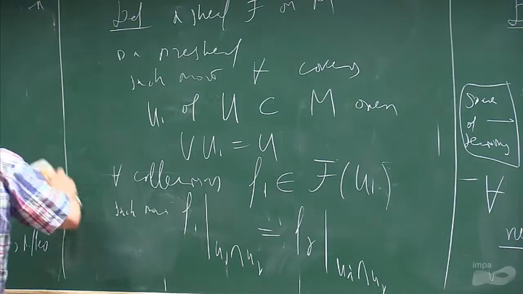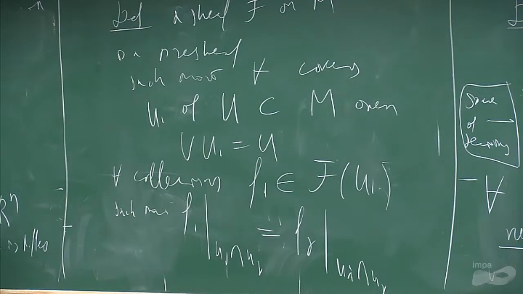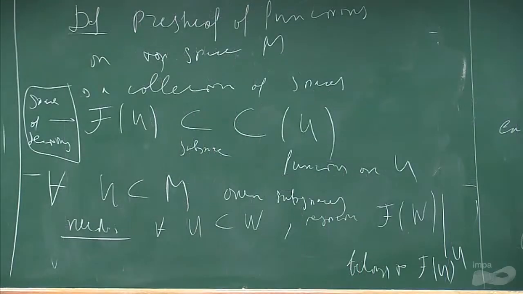So for such a collection with this property, there exists, obviously unique, F in F of U. So it's a section over U such that f restricted to Ui is equal to Fi.